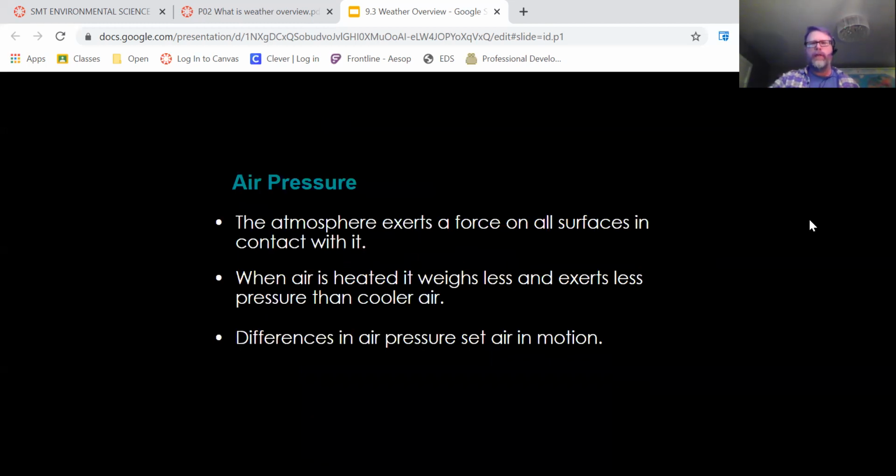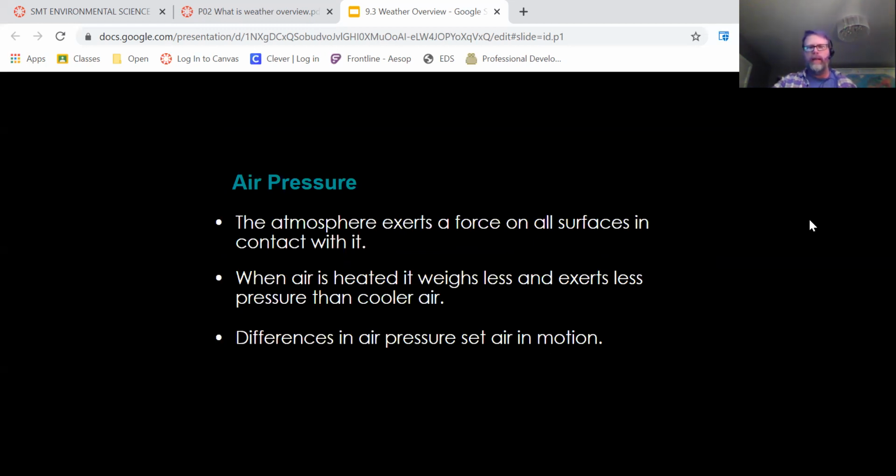Okay, next measure is the air pressure, which is how much force the air is pushing on all surfaces. So if you think about a balloon, you pump up a balloon, it gets more and more pressure, okay? More force is being applied to the sides of the balloon. This is also true for the atmosphere.